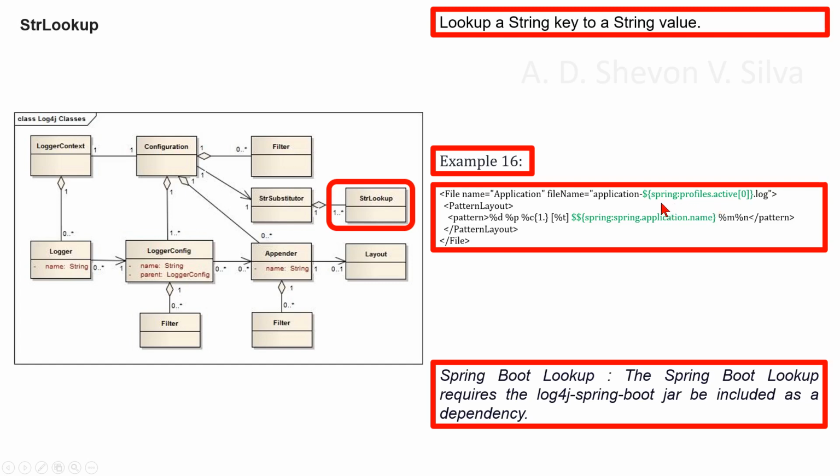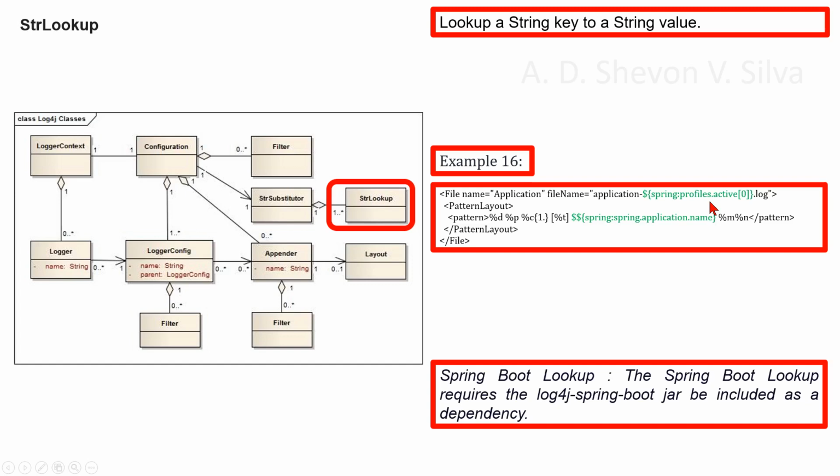Specifying the key profiles.active will return the active profiles, while the key profiles.default will return the default profiles. The default and active profiles can be an array. If more than one profile is present, they will be returned as a comma separated list.